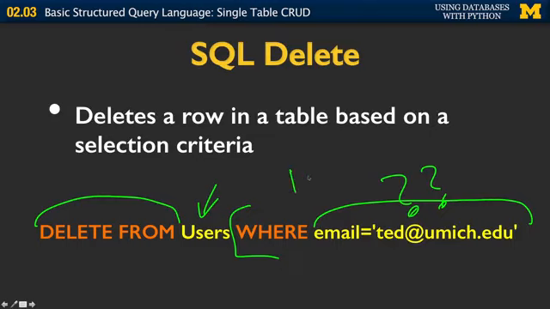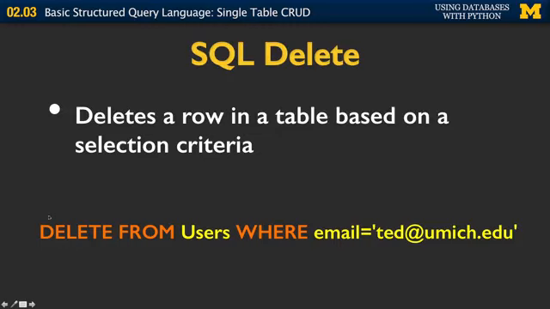This could be one row, or there could be 100 rows that all have that email address. That would actually be bad to have 100 rows that had that email address if it were a key, but whatever. So that just says delete from users where email equals ted@umich.edu. So let's do that.